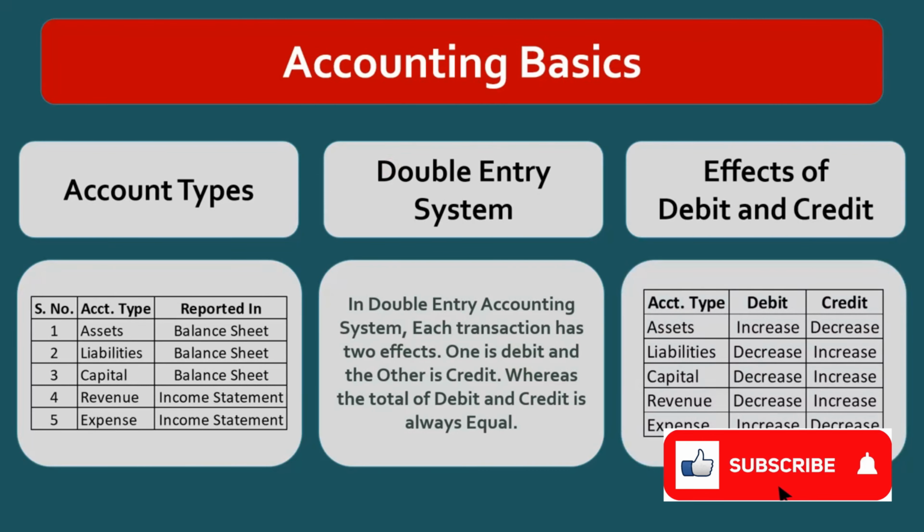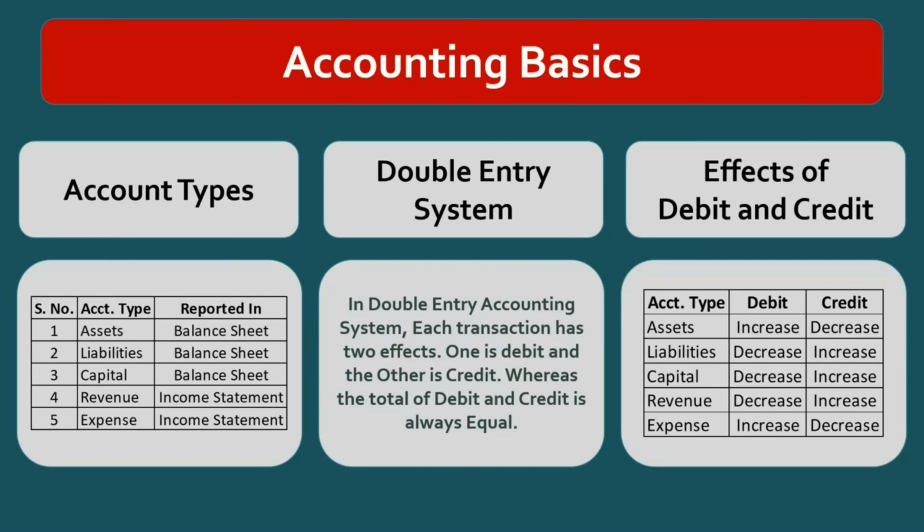So for the assets, if there is an increase, like you are receiving cash, so cash is an asset, so you will give debit to the cash. And to decrease in asset, if you are making a payment from the cash, then you will give credit to the cash. So this is the main concept of debit and credit for assets. And for liabilities, if there is a decrease, you will give debit, and if there is an increase, it will be credit.